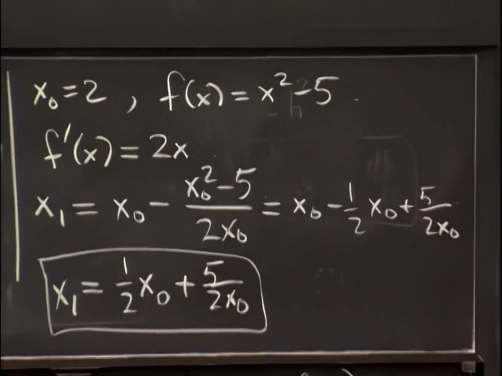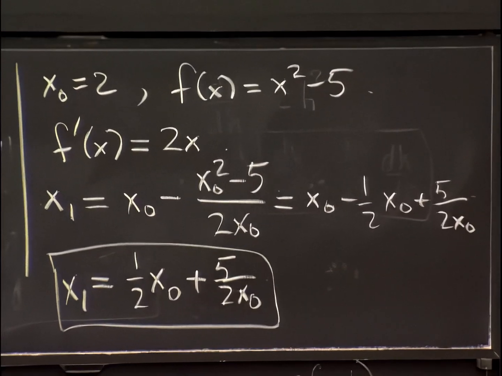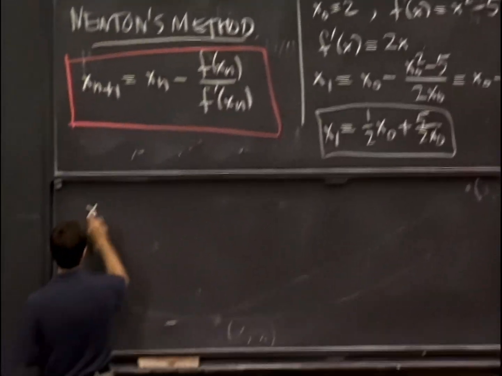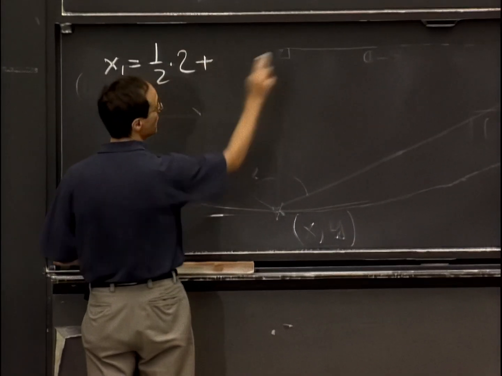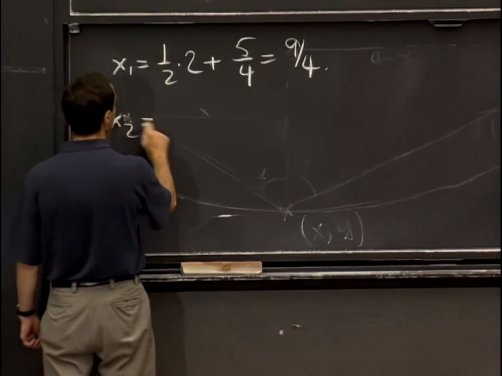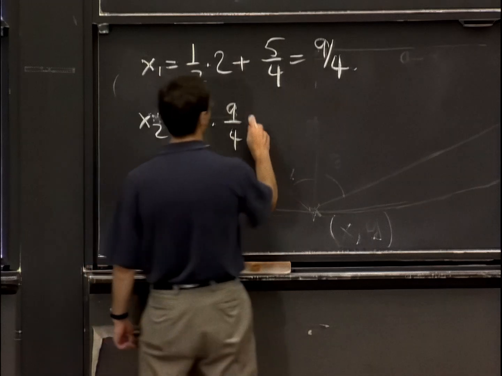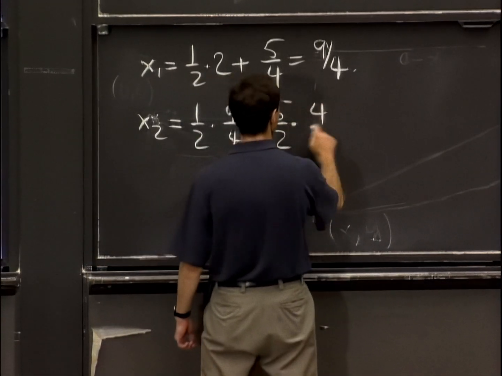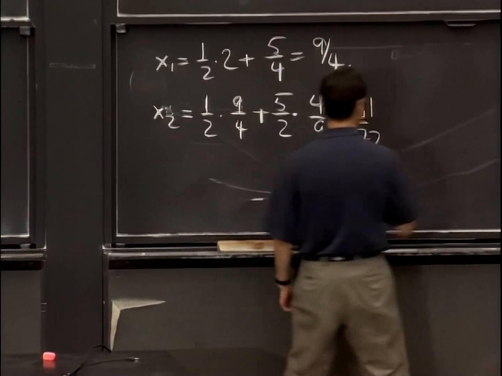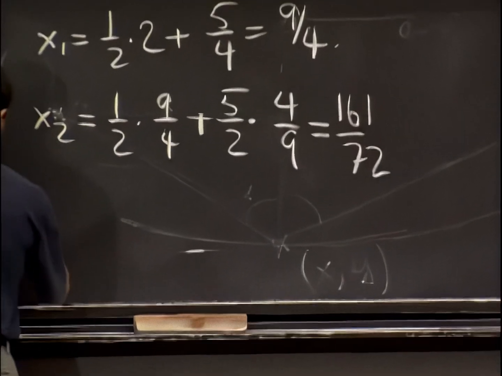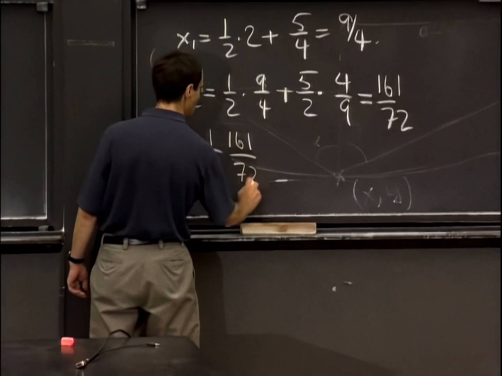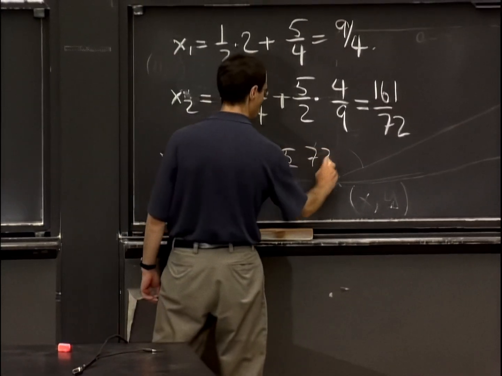All right, so now I'd like to show you how well this works. First of all, we have x1 is a half times 2, if I plug in x0, plus 5 fourths, which is 9 fourths. And x2, I have a half times 9 fourths plus 5 halves times 4 ninths. That's the next one. And if you work this out, it's 161 over 72. And then x3 is kind of long, but I will just write down what it is: a half of 161 over 72 plus 5 halves times the reciprocal of that, so 72 over 161.